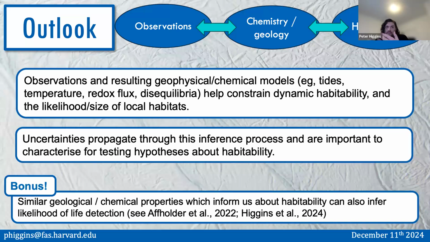And although we didn't talk about it today, we can also use that to constrain the size of local habitats and the size of any expected biomass that may be present using very similar properties. But it's very important to remember that uncertainties propagate through this process and are very important to characterize in order to test hypotheses about habitability.